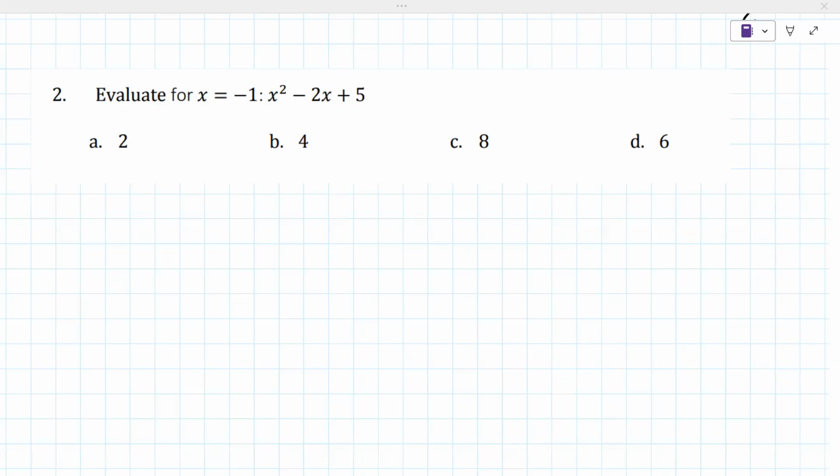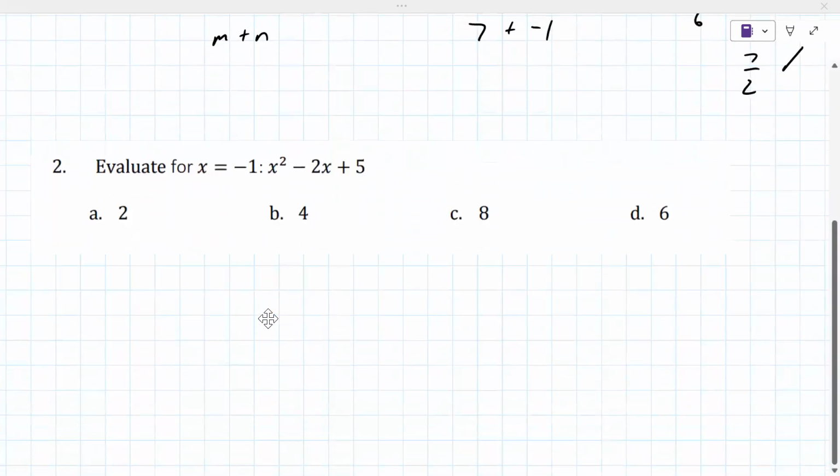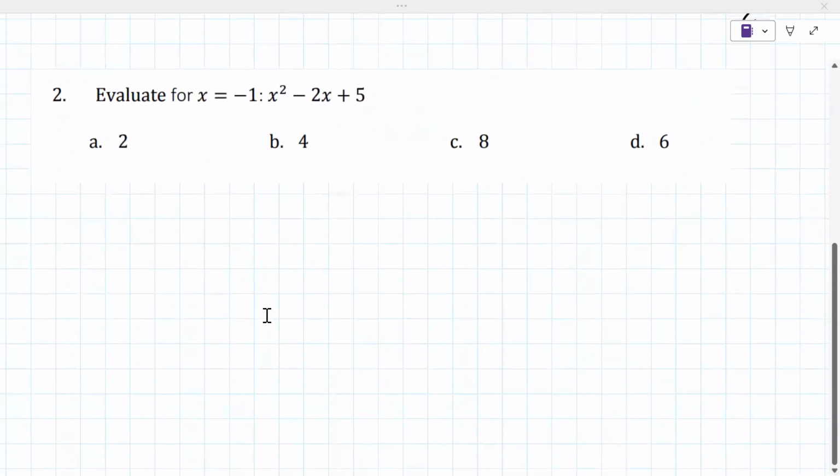So am I just plugging -1 into the x box? Exactly. Yes, exactly. Okay. And I recommend using this whole idea of parentheses, like assume the variable is in parentheses.